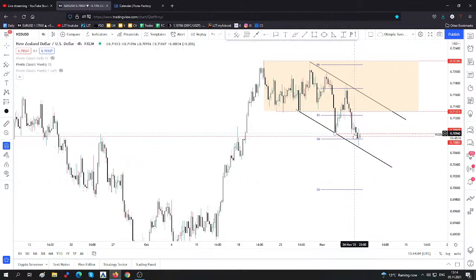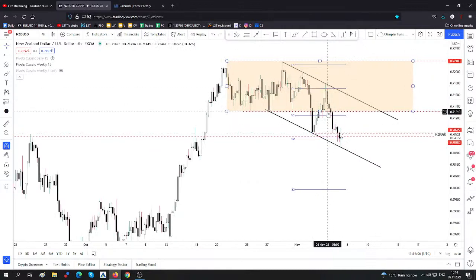But right now we had something here, yeah. After this false breakout, after this bearish engulfing, maybe we had something here. But right now it's risky to sell it here at support, yeah.